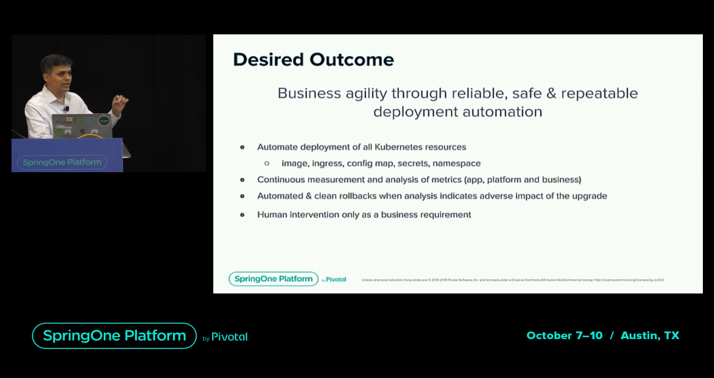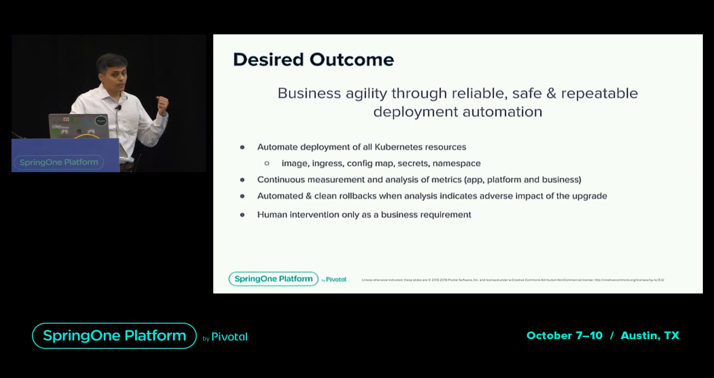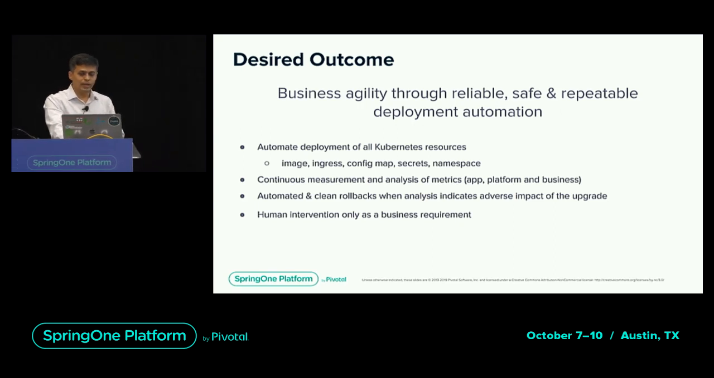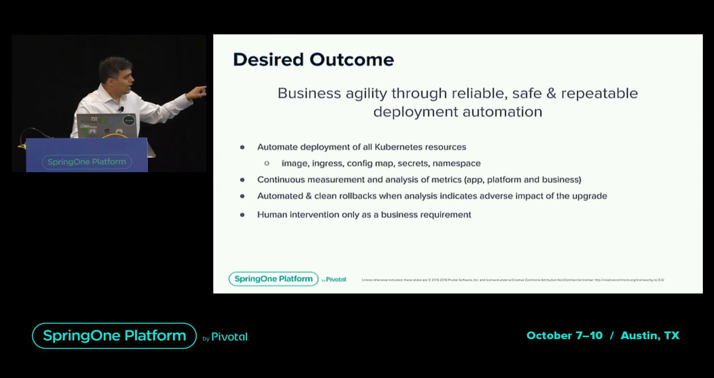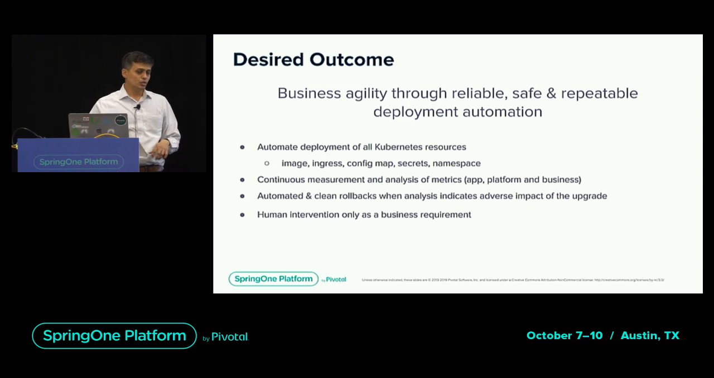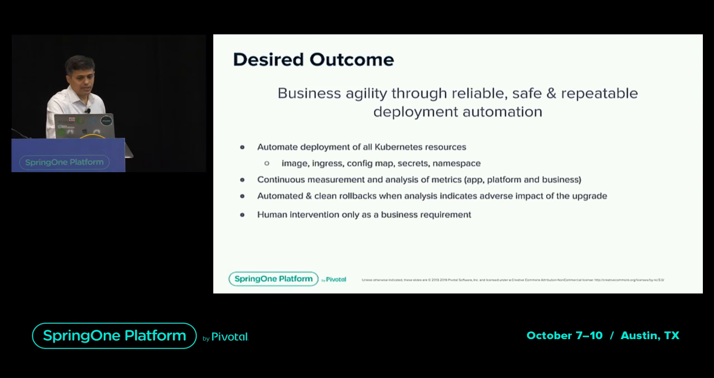That important ingredient makes your automation either stable, reliable, safe or not, right? It depends on how much effort you have invested into capturing those metrics. The rollback is also very important, and Cora has covered in great detail how API contracts and API-based development plays an important role in that, so I'm not going to go into details of that. The important aspect here is that the human intervention should only be required as part of the business process, never for the lack of adequate automation, right? So that will give you a better business agility.